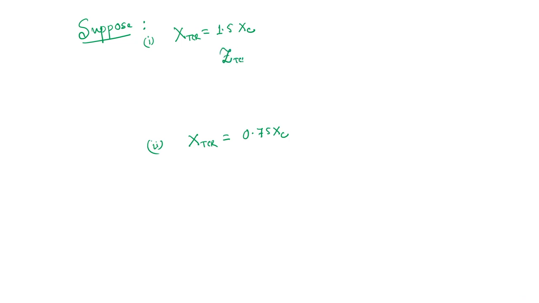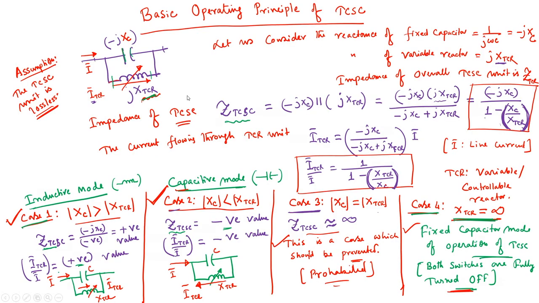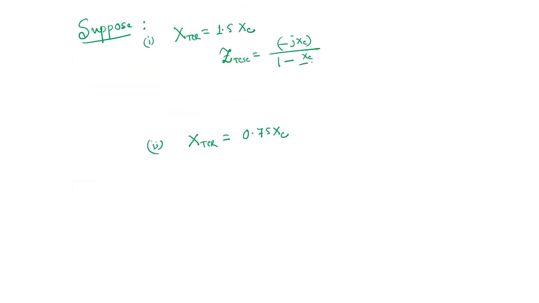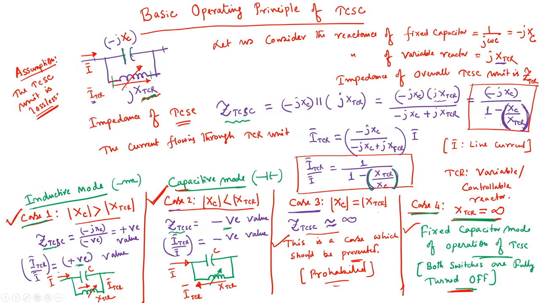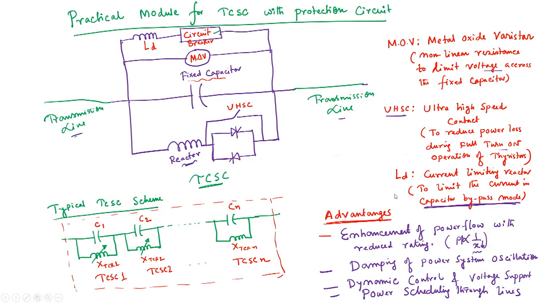So, Z_TCSC, you know that the impedance of this whole TCSC unit will be equal to minus jX_C divided by 1 minus, if we go back and see, the ratio of X_C to X_TCR, and this ratio of I_TCR to I. Now, what does it mean? This is the ratio of the current flowing through the TCR to the line current. It is equal to 1 upon 1 minus X_TCR to X_C. Am I correct? Yeah. So, this is 1 upon 1 minus the ratio of X_TCR to X_C.